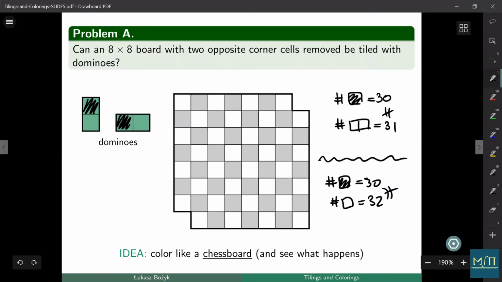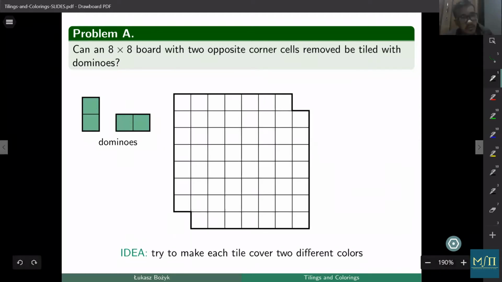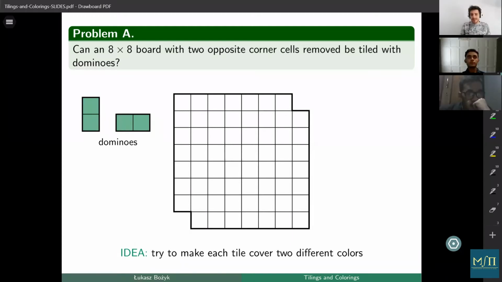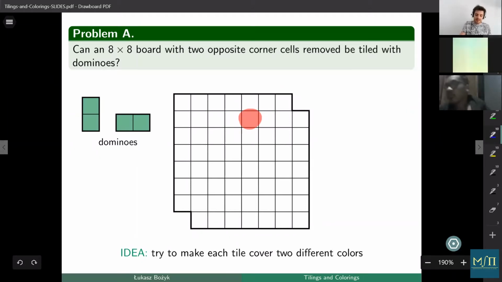Instead of having a ready trick, let us have an idea to try to color everything in a way that every tile would cover two different colors, right? We have dominoes which consist of two tiles. So let's take two colors and let's try to color it in a way that every tile would consist of different colors.